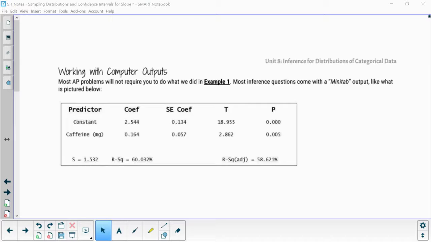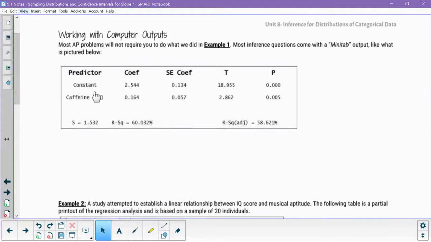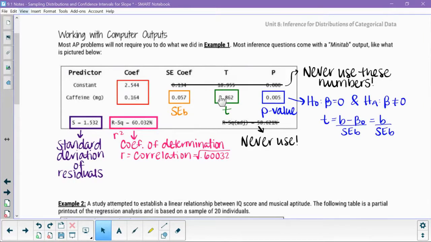Another thing to be thankful for: a lot of the time for problems like these, they give you something we call a computer output. We call this a Minitab output, and we have a couple of things given to us here. So let's go ahead and talk about what is actually shown. I know it's a lot of information, but there are things you need and things you don't.